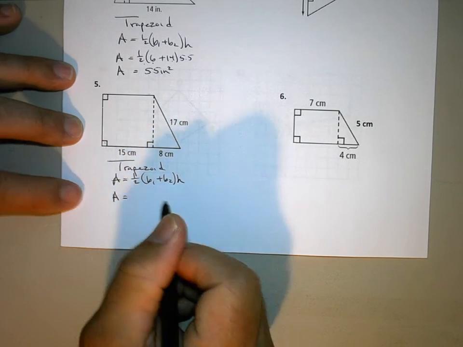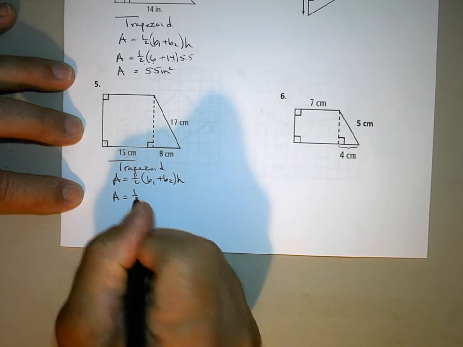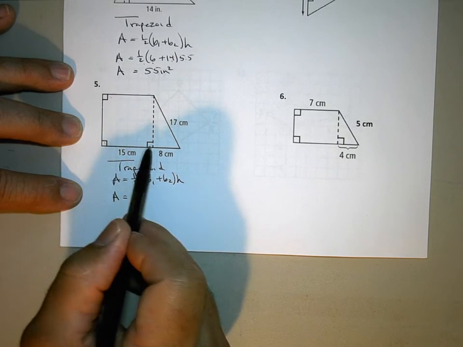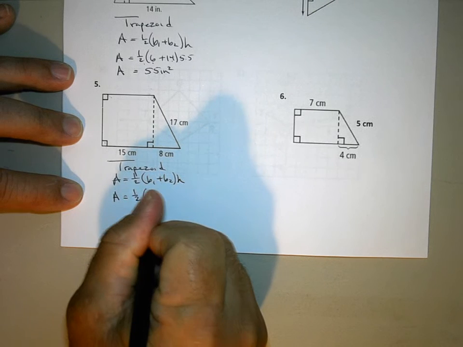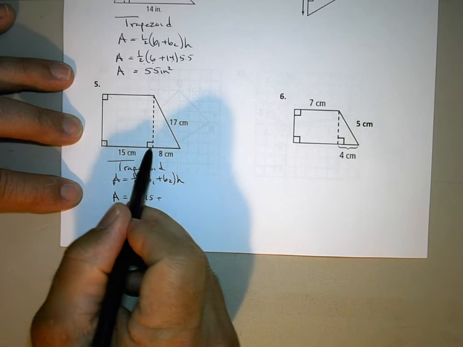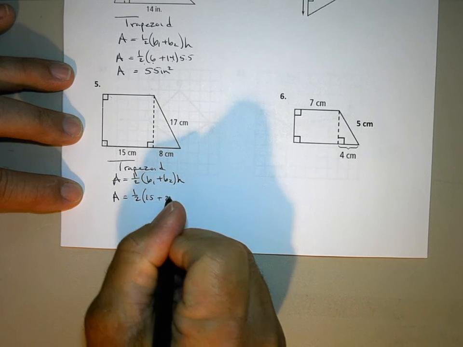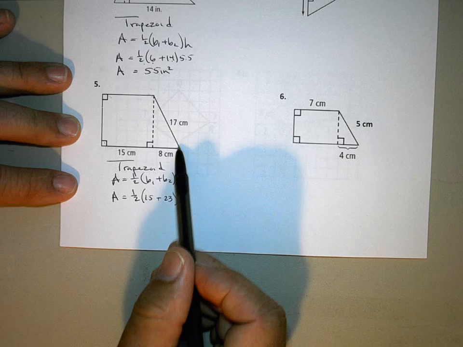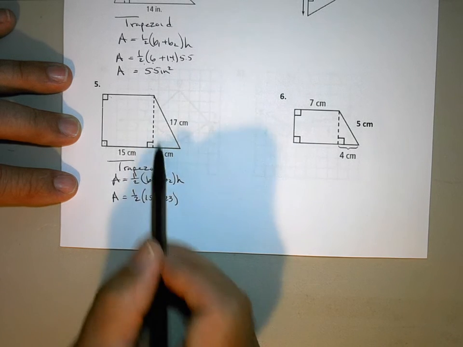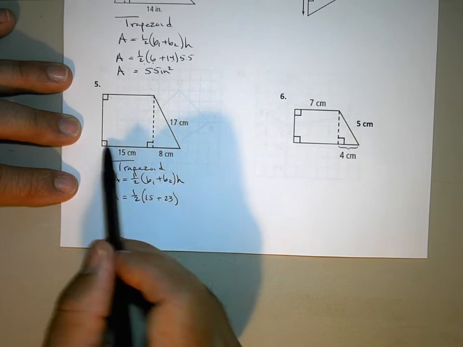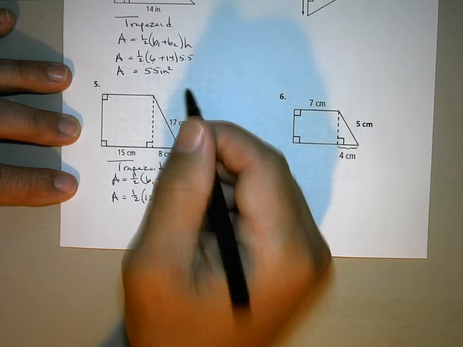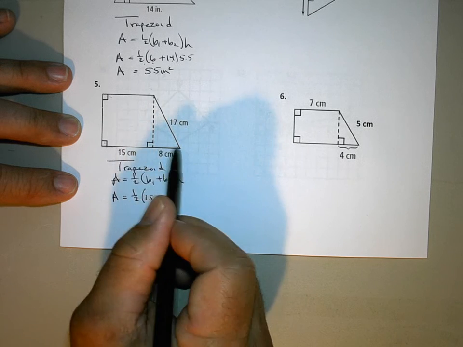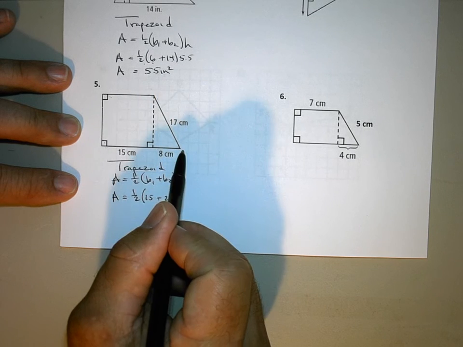So area equals 1/2. Base 1 is the same length as this, so it's 15. And base 2 is 15 plus 8, or 23. And the height, we don't have that yet, do we? This is not the height. Remember, height is always perpendicular to the base. So it's got to be right here. What do we know? We know this is a right triangle, don't we? These are the legs of the right triangle, and this is the hypotenuse.